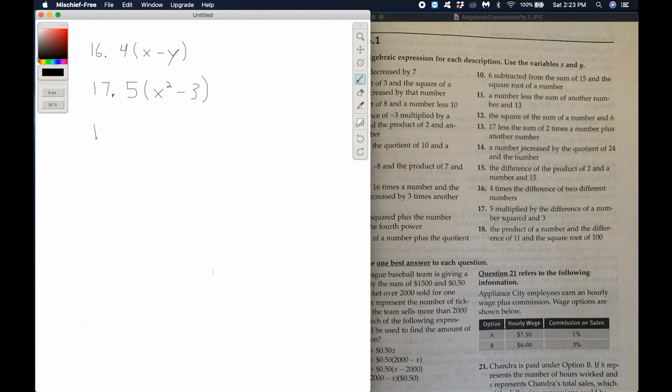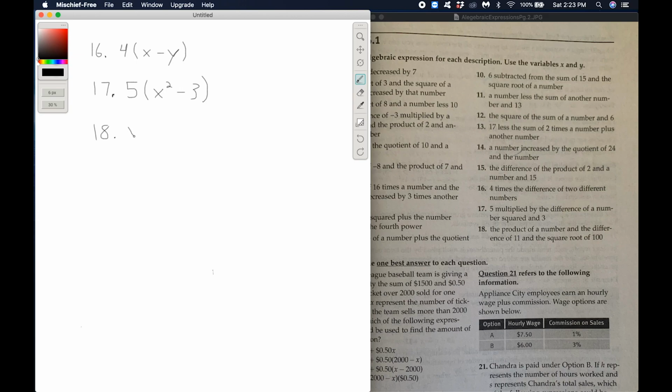Now number 18. So the product of a number and the difference of 11 and the square root of 100. Kind of sounds like a mouthful. Let's read that again. The product of a number, so we know it's going to be multiplication, and the difference, so there's going to be subtraction, of 11 and the square root of 100.